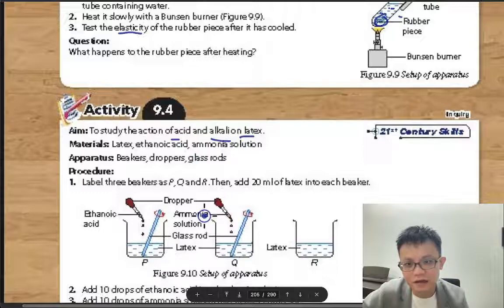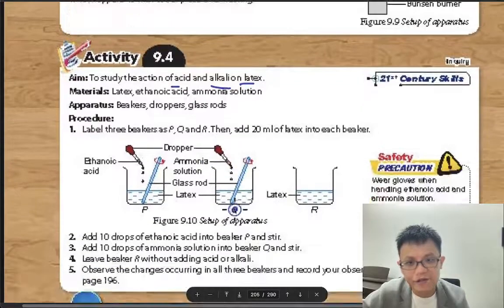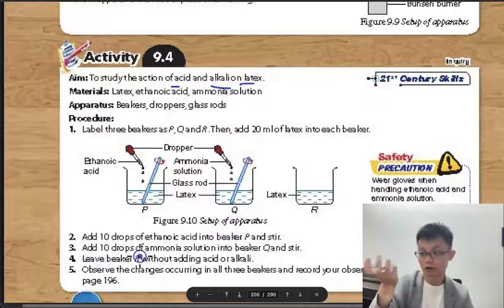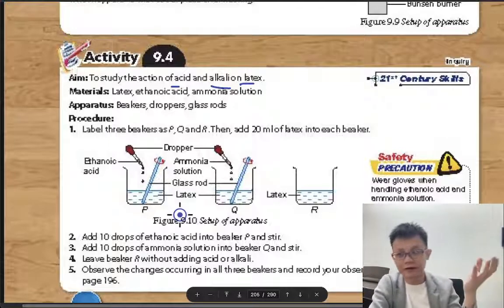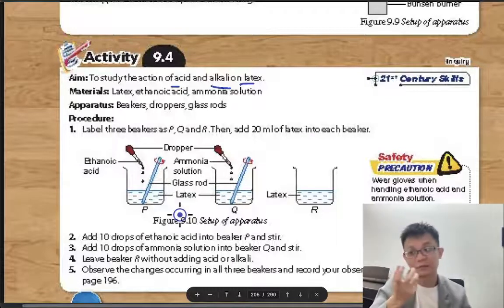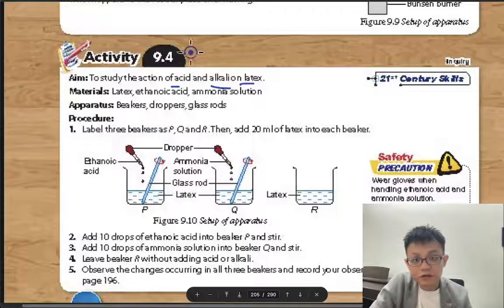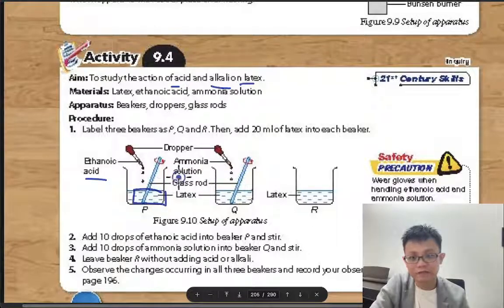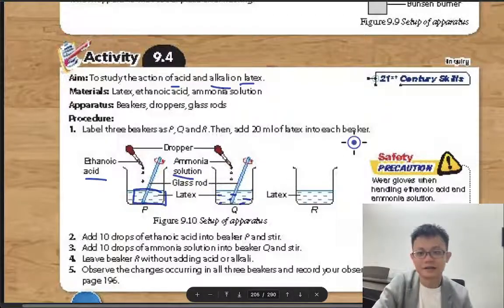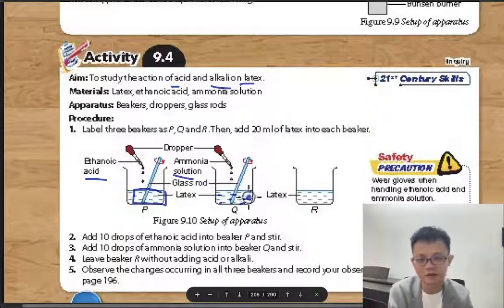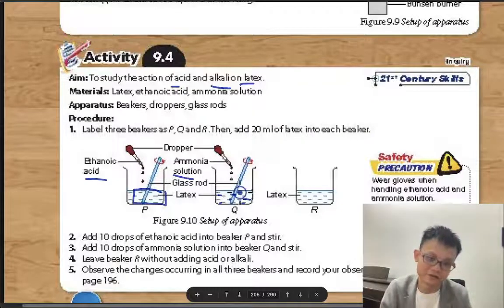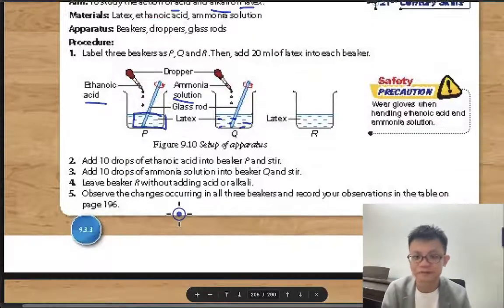Of course, if you put acid, it coagulates. If you put alkali, it does not coagulate. Coagulate means like a solid lump. So of course, if you want to do the experiment and put acid, it will become like solid. If you put ammonia, which is alkali, it will become liquid. Okay, so up to you. You want to put acid first, or alkaline first.